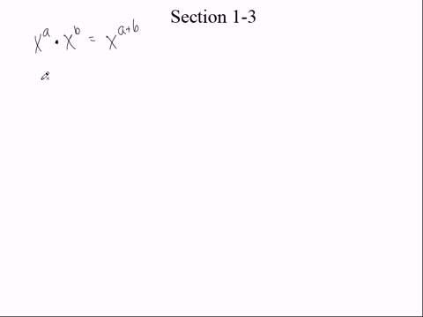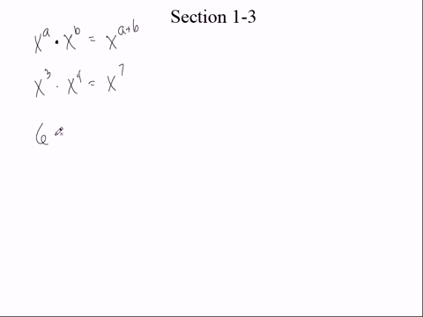If you put some actual numbers in there, like x to the third times x to the fourth, what is this? You keep the base the same, and what do you do with the exponents? Add them up, x to the seventh. All right, pretty simple, right? Let's do one a little bit more complicated.